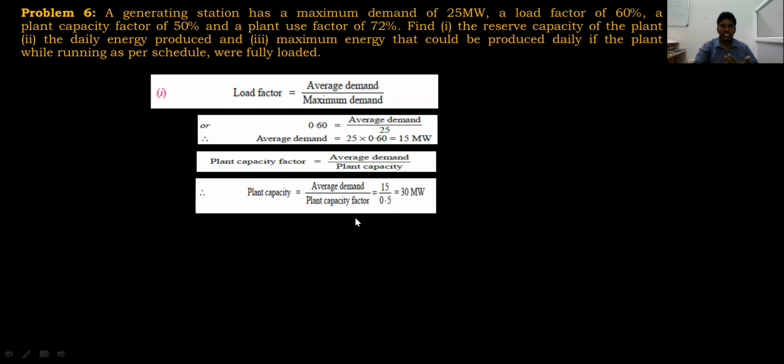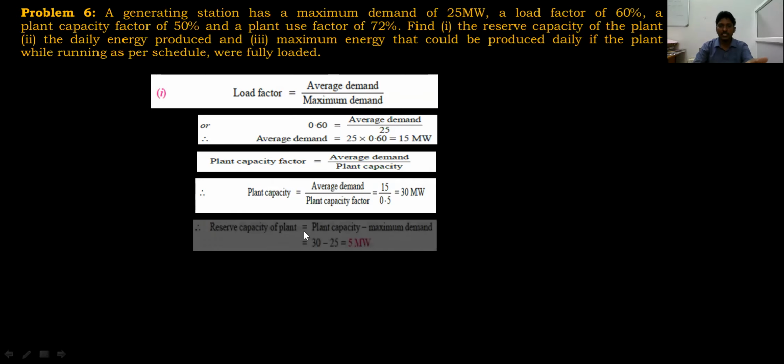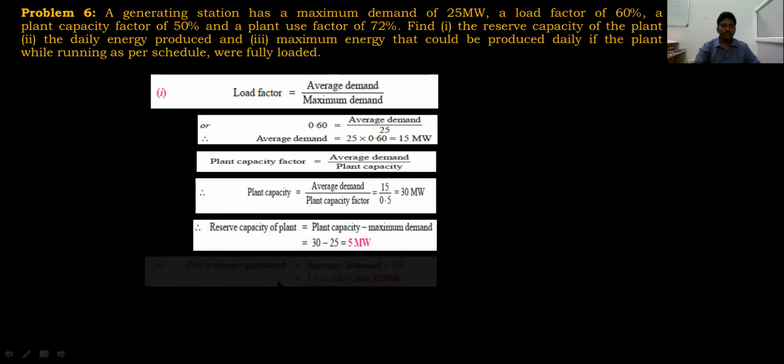Otherwise, plant capacity factor is equal to the number of units generated divided by the number of units that could be generated, that is, plant capacity into average demand divided by plant capacity into number of hours of use. In both ways we can find the plant capacity. Therefore, plant capacity is 30 megawatts and maximum demand is 25 megawatts. Reserve capacity of the plant is 30 megawatts minus 25 megawatts, which is equal to 5 megawatts. That's what is given in the slide.